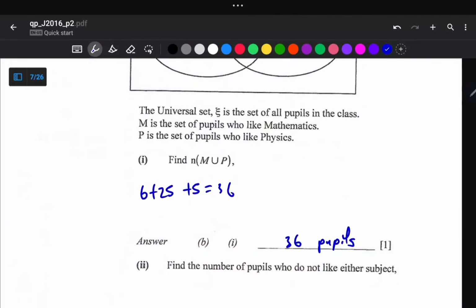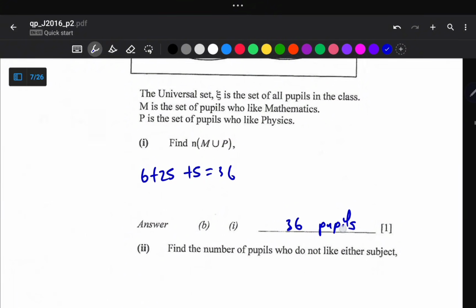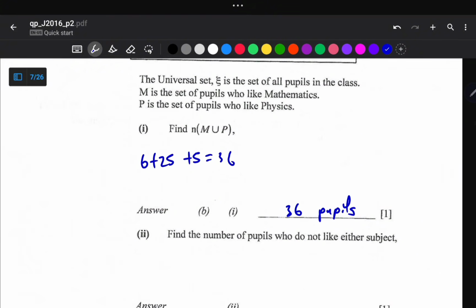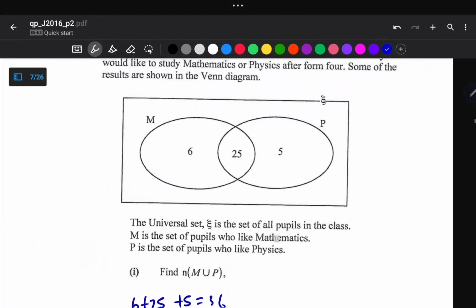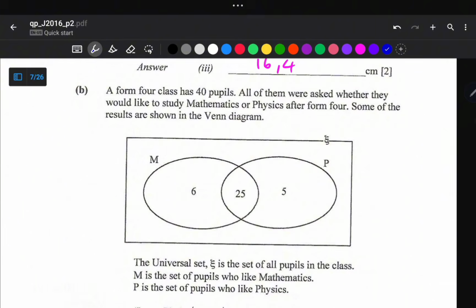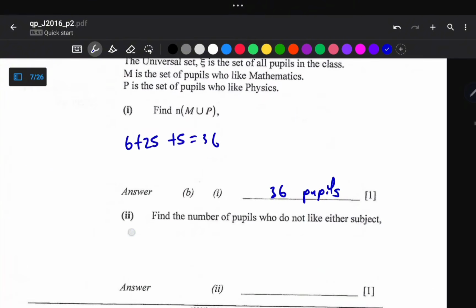So given that the n of M union P, these are the students who like mathematics or physics, or both mathematics and physics, for us to calculate the number of pupils who do not like either subject, we are going to subtract 36 from the total number of pupils in the class. So it is 40 minus 36, and this gives us 4 pupils. So the number of pupils who do not like either subject is 4 pupils.